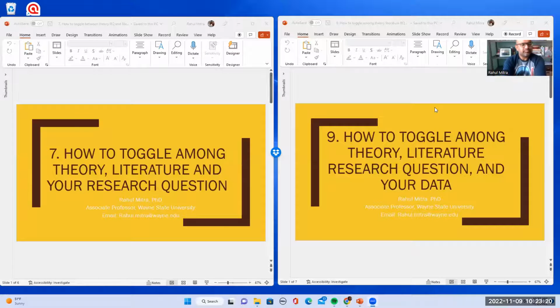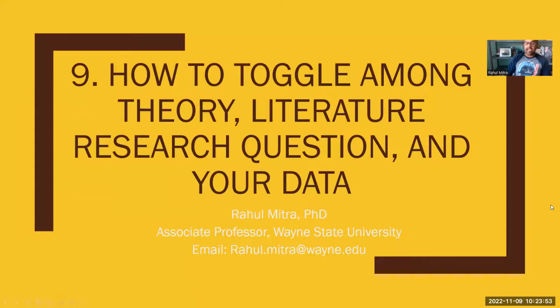Sometime back, the 7th webinar of the series talked about how to toggle between theory, literature, and the research question. And once you actually start collecting data, you've got the data to contend with as well. And so the topic for today's webinar, number 9, is: how do we toggle between theory, literature, research question, and your data at the same time?